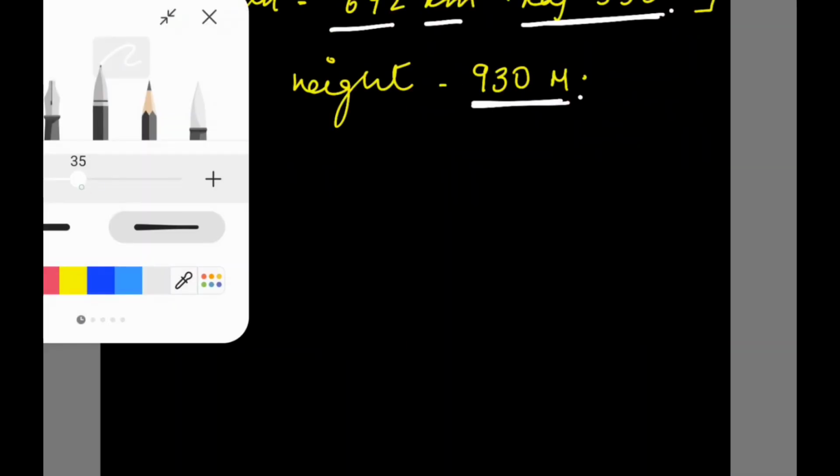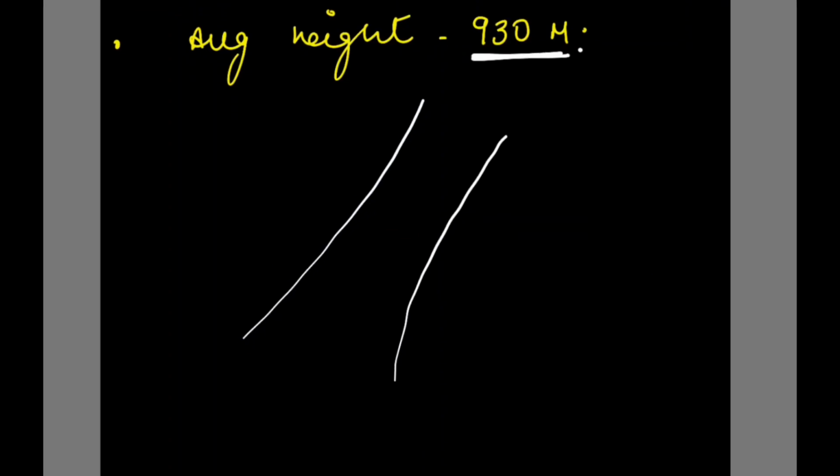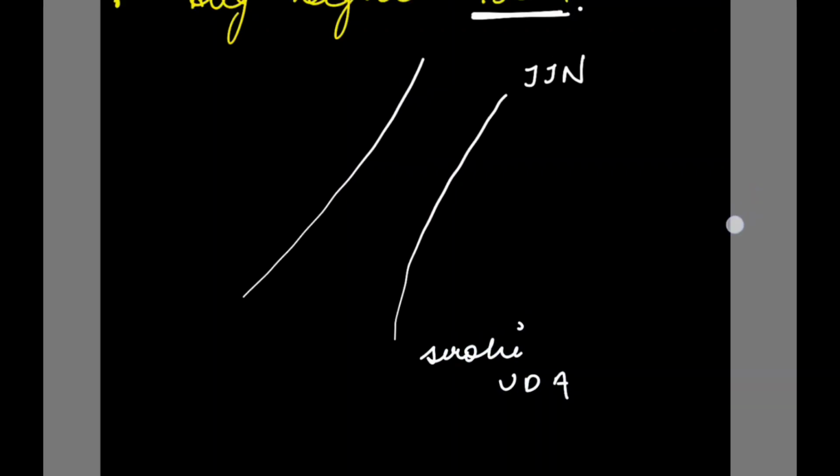Now let's take a rough diagram by which we can easily understand the Aravalli. This is the Aravalli. In Rajasthan it begins from Jhunjhunu, I am writing in short, and it ends in Sirohi and Udaipur.